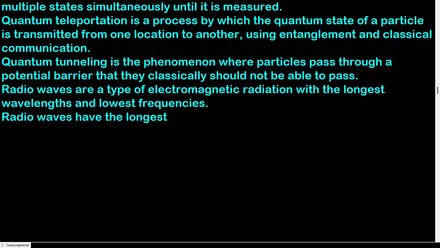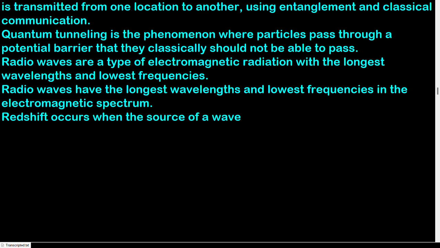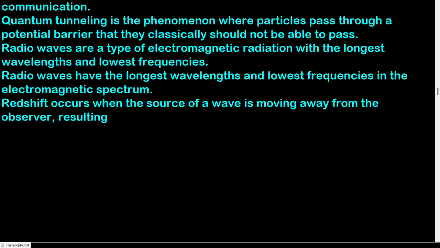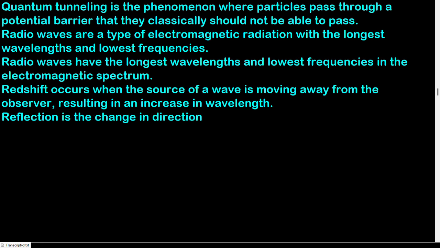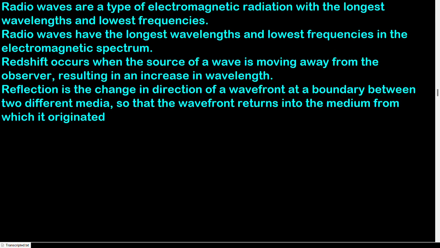Radio waves have the longest wavelengths and lowest frequencies in the electromagnetic spectrum. Redshift occurs when the source of a wave is moving away from the observer, resulting in an increase in wavelength. Reflection is the change in direction of a wavefront at a boundary between two different media, so that the wavefront returns into the medium from which it originated.